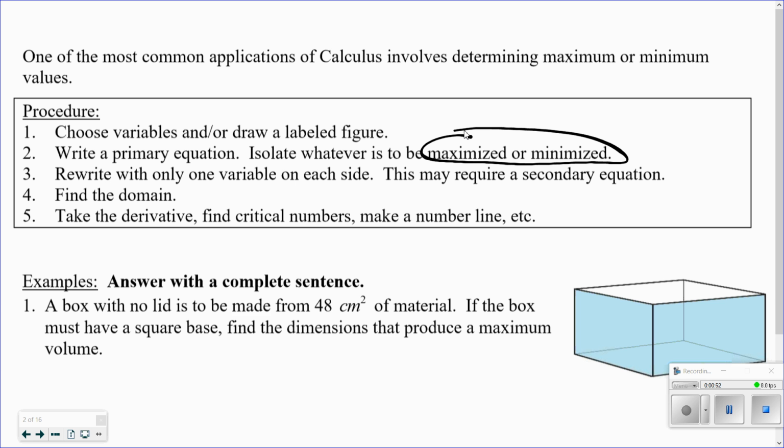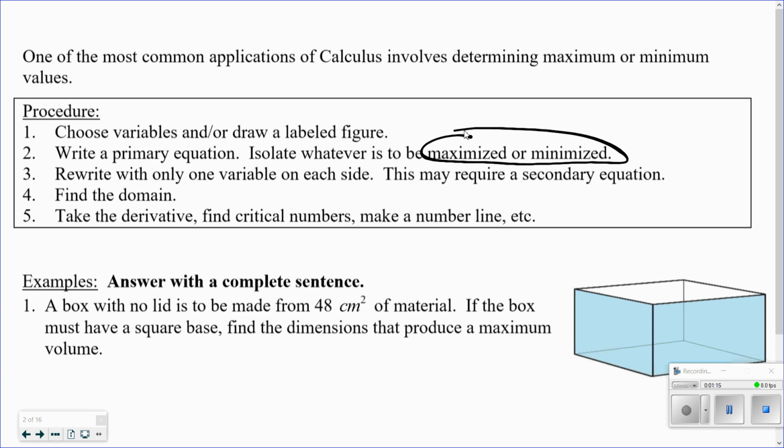Number 3, rewrite the equation with only one variable. Sometimes you'll have 2 variables, a lot of times you'll have 3 variables. In that case, usually they'll give you some kind of secondary information where you can come up with a secondary equation that you can substitute back in for one or more of the variables. But the idea is to narrow it down so you only have one variable on each side.